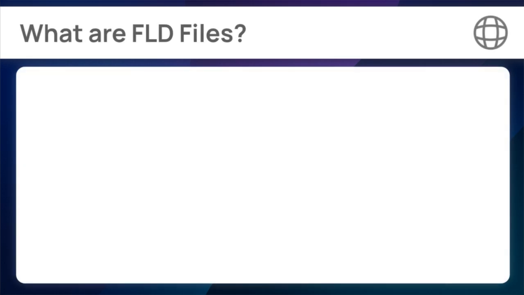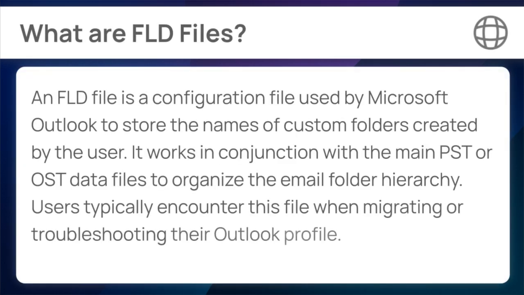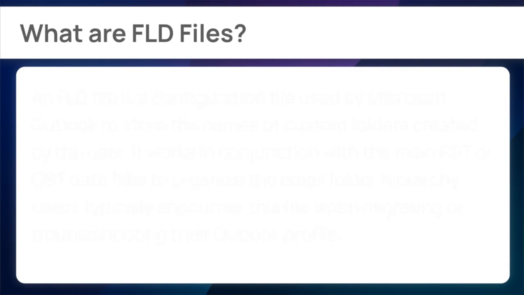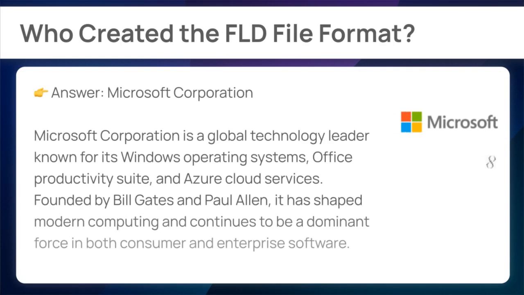An FLD file is a configuration file used by Microsoft Outlook to store the names of custom folders created by the user. It works in conjunction with the main PST or OST data files to organize the email folder hierarchy. Users typically encounter this file when migrating or troubleshooting their Outlook profile.